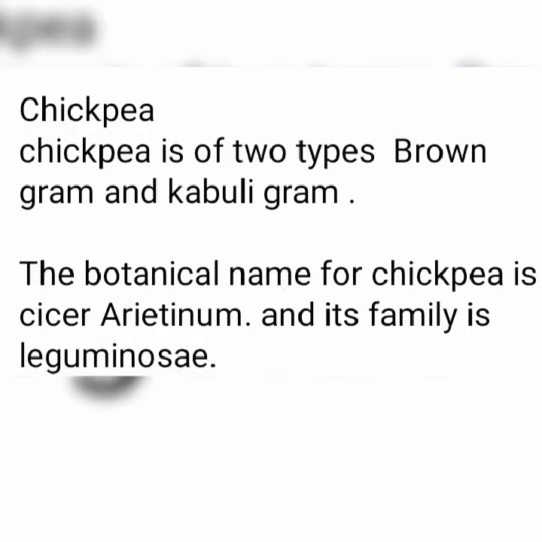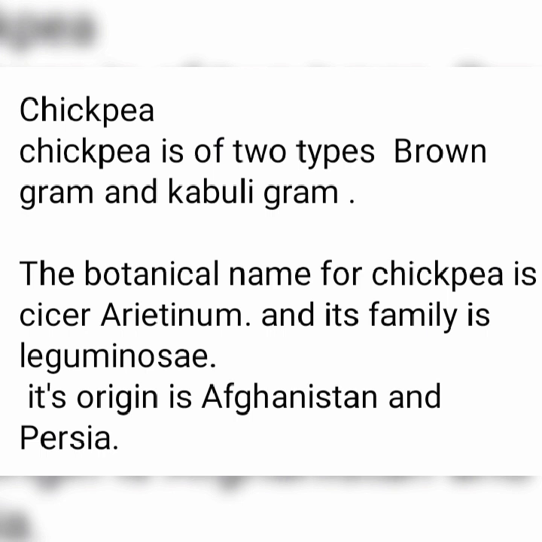Topic for today is soil and chemical requirements of Rabi crops, vegetables and pulses. So first one is chickpea. Chickpea, as we know, is of two types, brown gram and Kabuli gram. The botanical name for chickpea is Cicer arietinum and its family is Leguminosae. Its origin is Afghanistan and Persia.